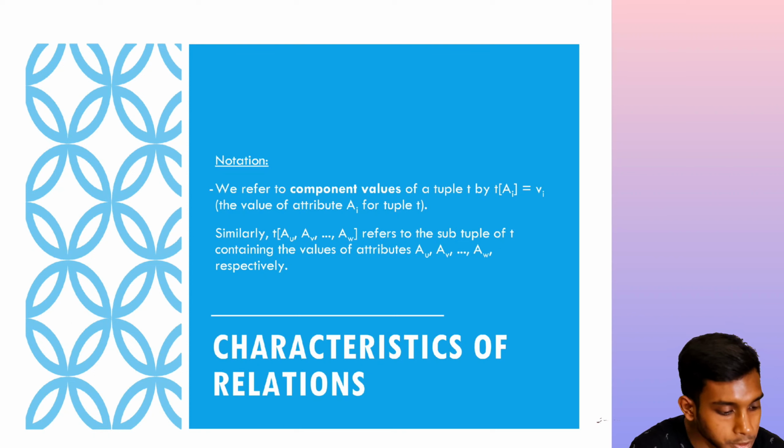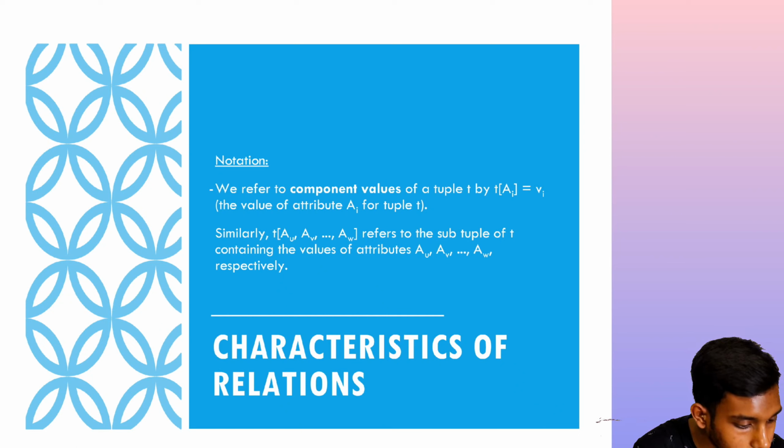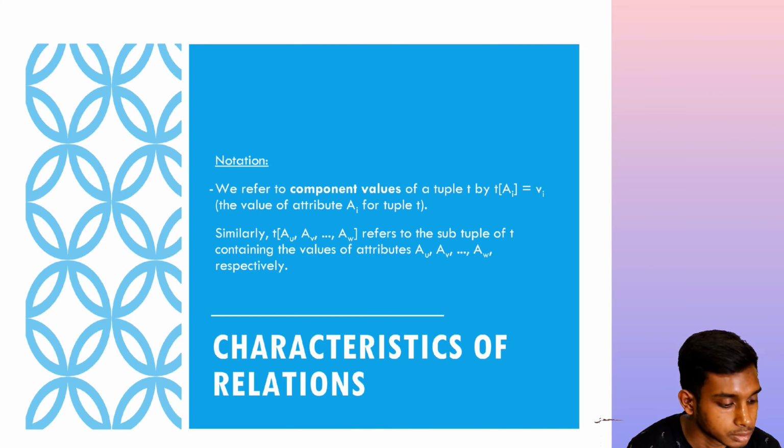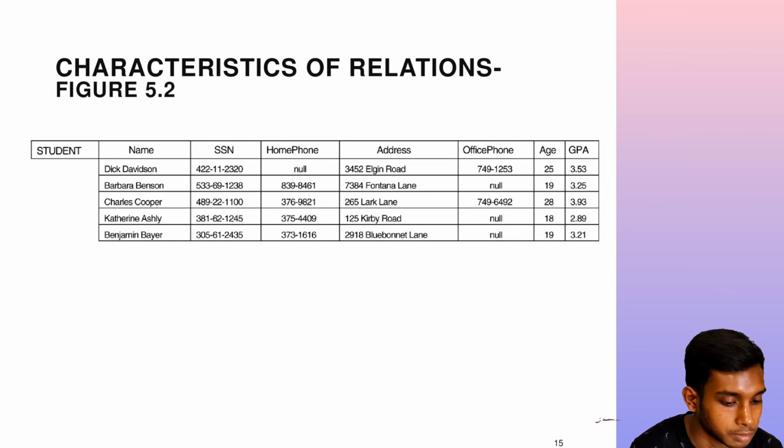Notation. We refer to component values of a tuple t by t[Ai] = vi, the value of attribute Ai for tuple t. Similarly, t[Au, Av, and so on up to Aw] refers to the subtuple of t containing the values of attributes Au, Av, and so on up to Aw respectively.